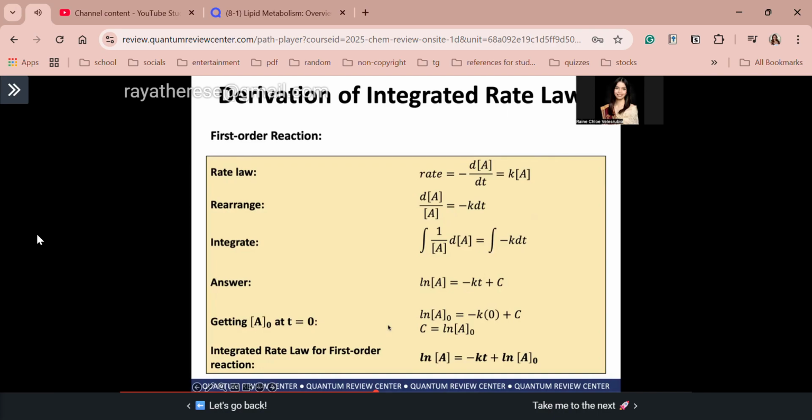Now guys, hanapin natin si A naught using the value of C. Again, hanapin natin si C through A naught. So we know that A naught again is the concentration at t is equal to 0. So substituting, ln A naught is equal to negative k times t which is equal to 0 plus C. Therefore, C is just equal to ln A naught. Tapos substitute lang natin to sa ating integrated rate law for first order reaction and we will get this equation. ln A is equal to negative kt plus ln A naught. Diba? Very easy lang guys. Again, itong C naging ln A naught based on this proof here.